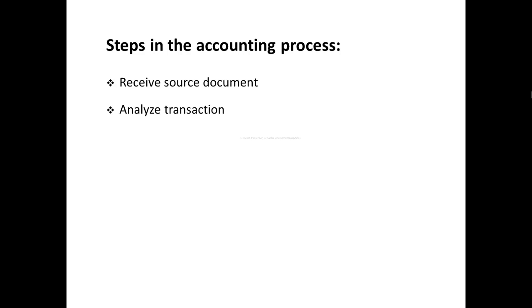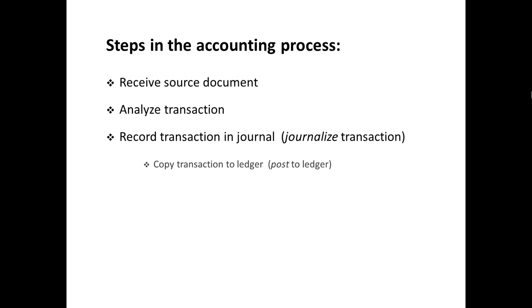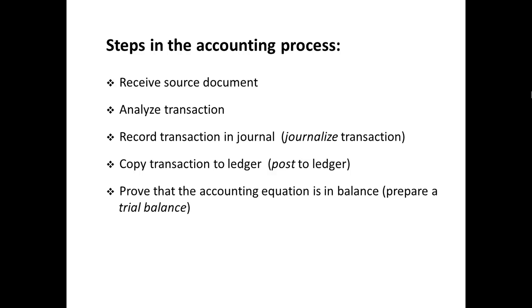When the transaction has been analyzed, we record the transaction in the journal. The accounting word for this is journalize. Then we copy the data from the journal to the ledger, sorting by account as we go. The accounting word for this is post. We post to the ledger. And like we did before, once we've entered all of the transaction data in the ledger, we prove that we have kept the accounting equation in balance by preparing a trial balance.